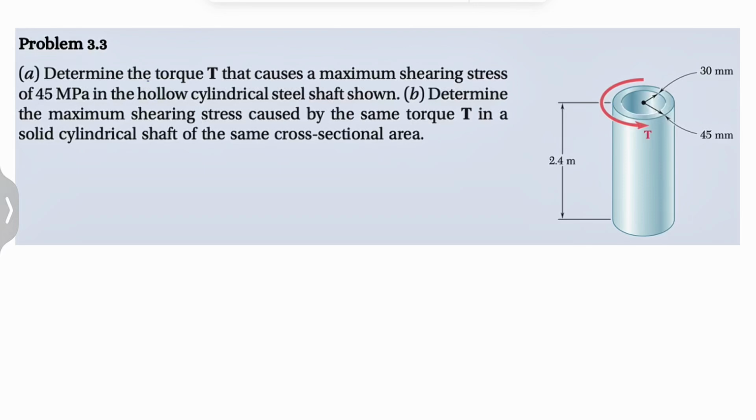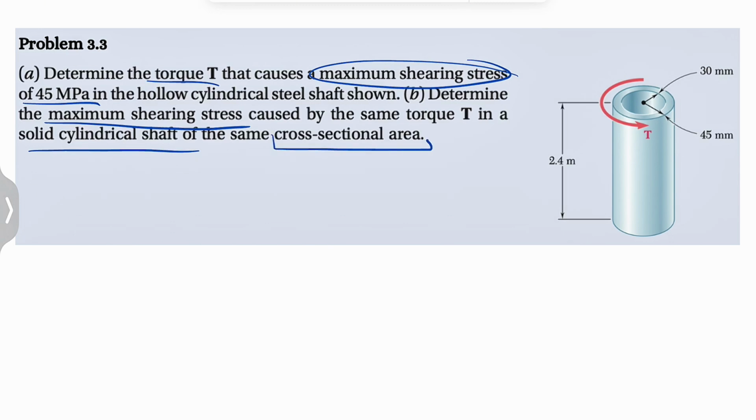Alright guys, welcome back. We're going to be solving another question from the third chapter of the Mechanics of Materials by Johnston. This chapter is about the concept of torsion, and we need to determine the torque T that causes a maximum shearing stress of 45 megapascal in the hollow cylindrical steel shaft. And in part B, we need to determine the maximum shearing stress caused by the same torque T in a solid cylindrical shaft of the same cross-sectional area.